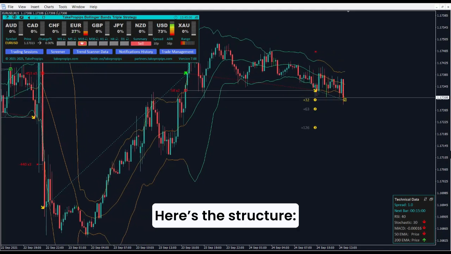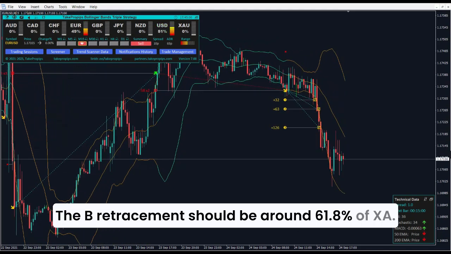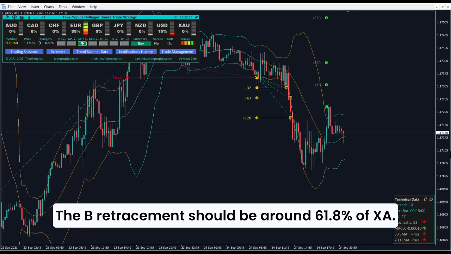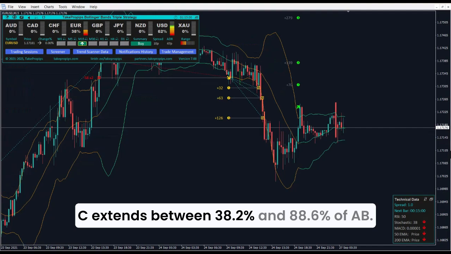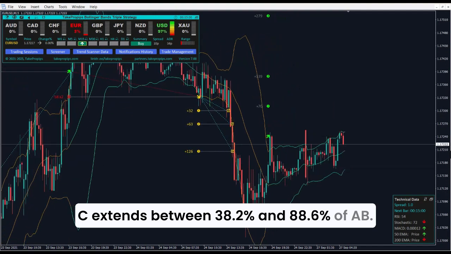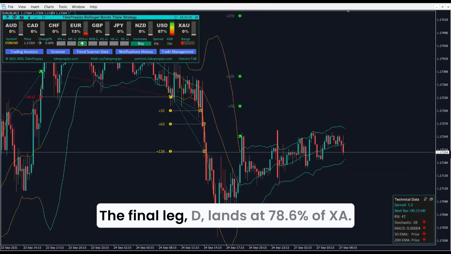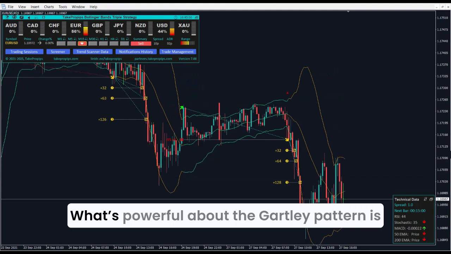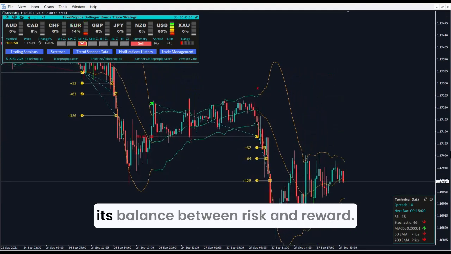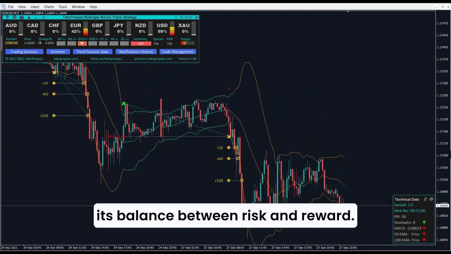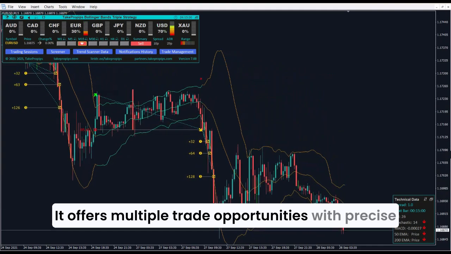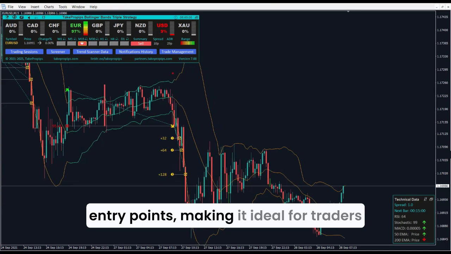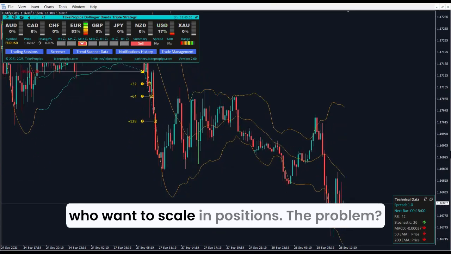Here's the structure. The B retracement should be around 61.8% of XA. C extends between 38.2% and 88.6% of AB. The final leg, D, lands at 78.6% of XA. What's powerful about the Gartley pattern is its balance between risk and reward. It offers multiple trade opportunities with precise entry points, making it ideal for traders who want to scale in positions.